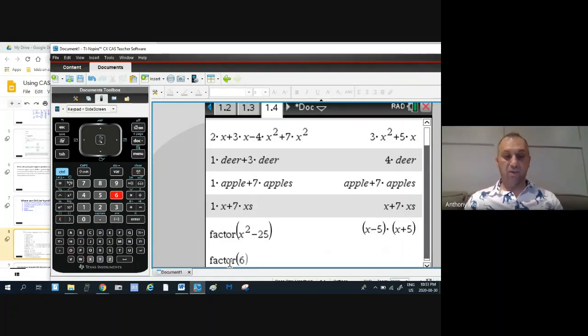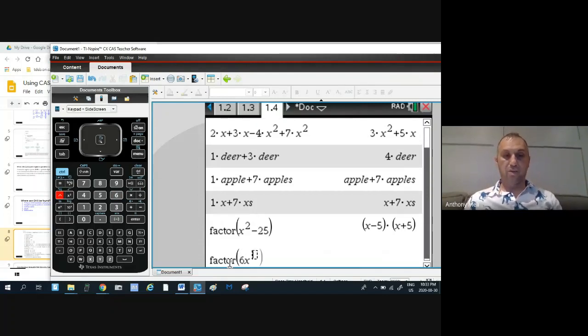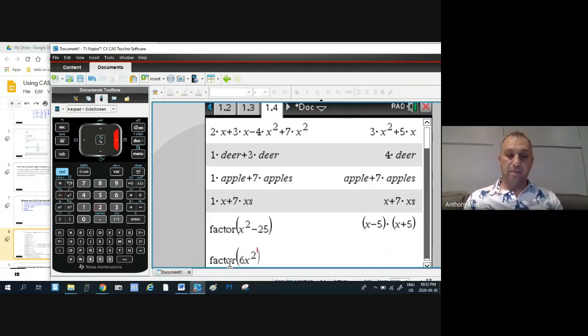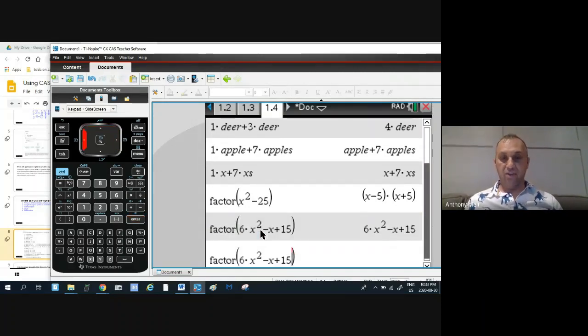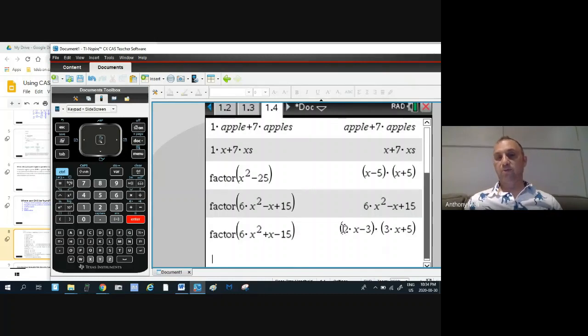let's do 6x squared minus x plus 15. That doesn't have nice factors, but if I do plus x and minus 15, then I get some binomial factors. 2x plus 3 is one factor, and 3x plus 5 is the other.